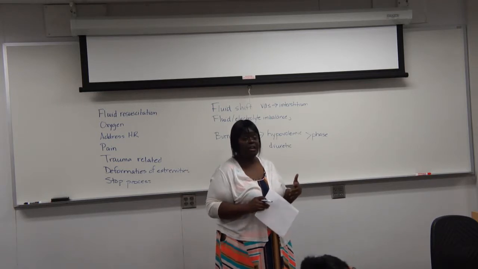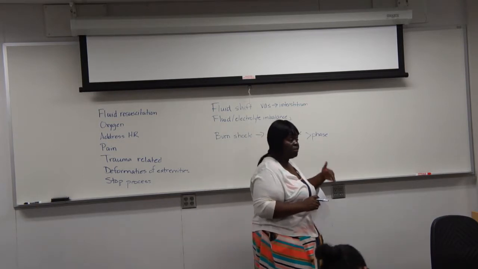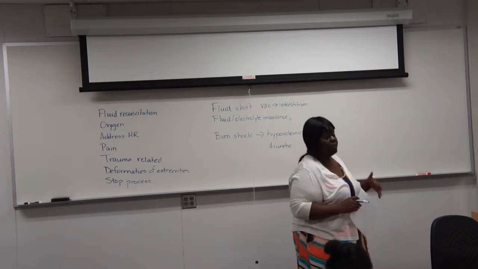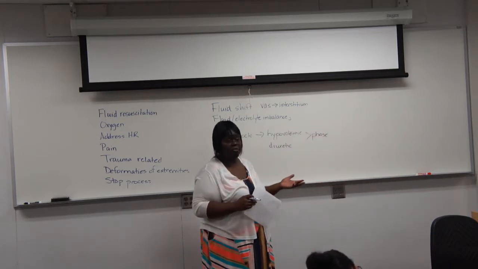Okay. So fluid has to go somewhere. Yes, going back into the vascular space. Diuretic phase, they call it that because now the kidneys are starting to put out more urine. Okay. But fluid also goes other places. So where am I going to try to check it out? Where am I going to see it?